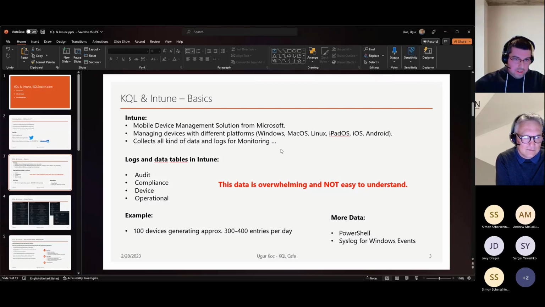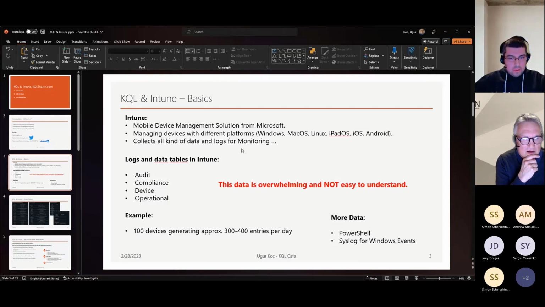So while we manage devices with Intune, we also collect very, very much data about everything that runs on these devices, and we also collect logs for monitoring purposes, or if you want just to troubleshoot problems for the user or for ourselves, just to understand what's happening.